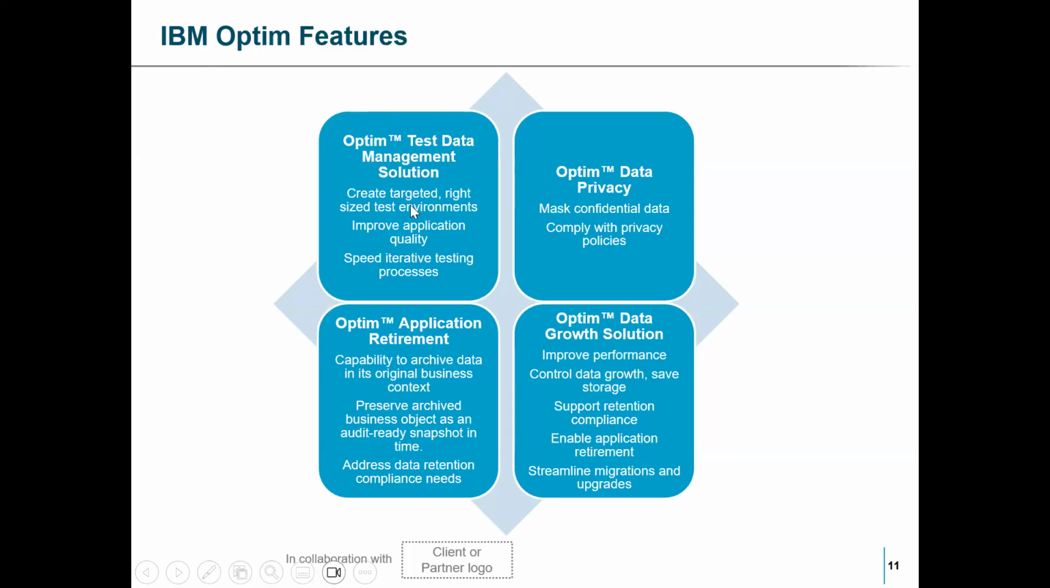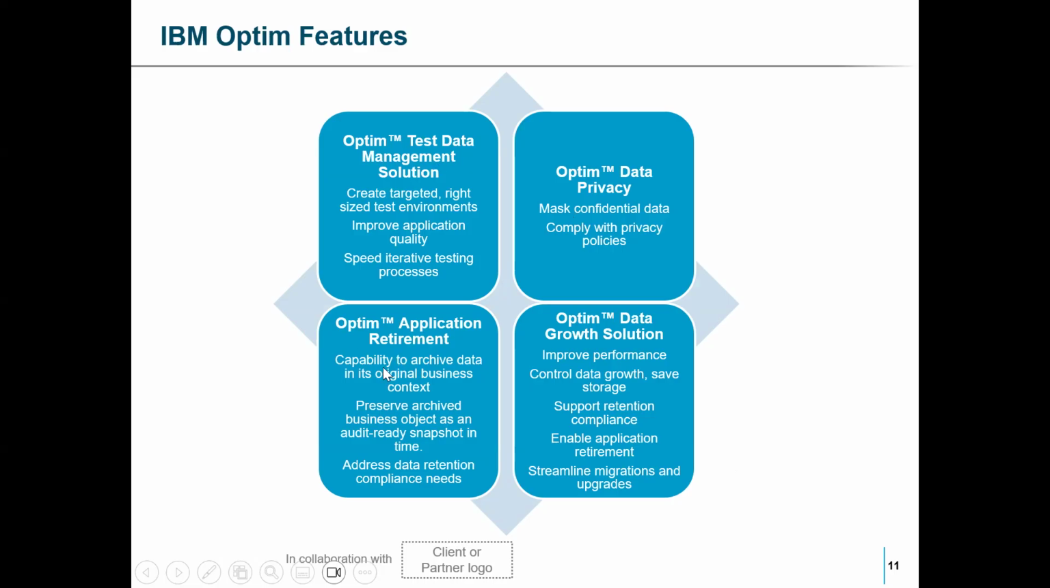It provides the data and creates targeted, right-sized test environments. Whatever test environment we need, Optim helps with the data. It speeds up the iterative testing process. We bring the data, do the masking, and get the right data: the development region for unit testing, the SIT region for SIT testing, and UAT for UAT testing. So data privacy masks confidential data. These are all the main things.